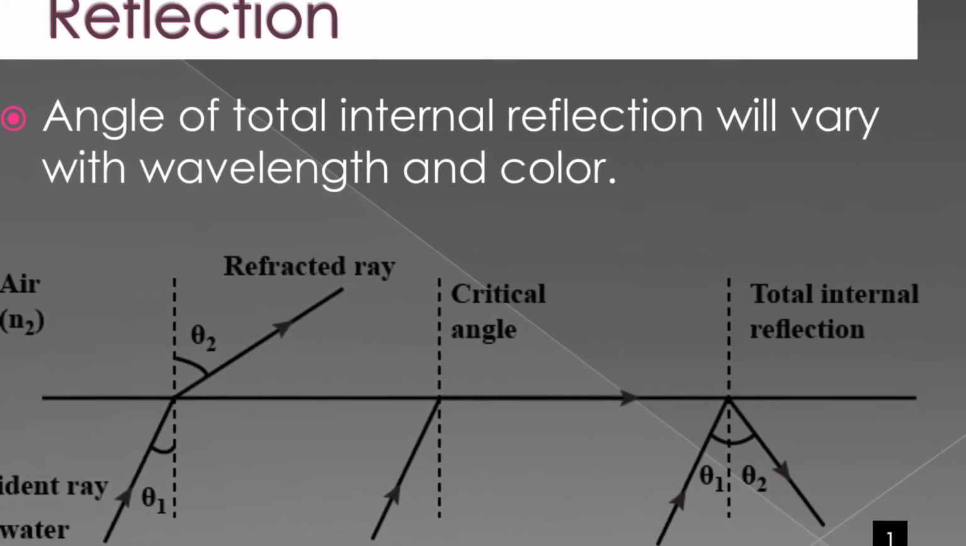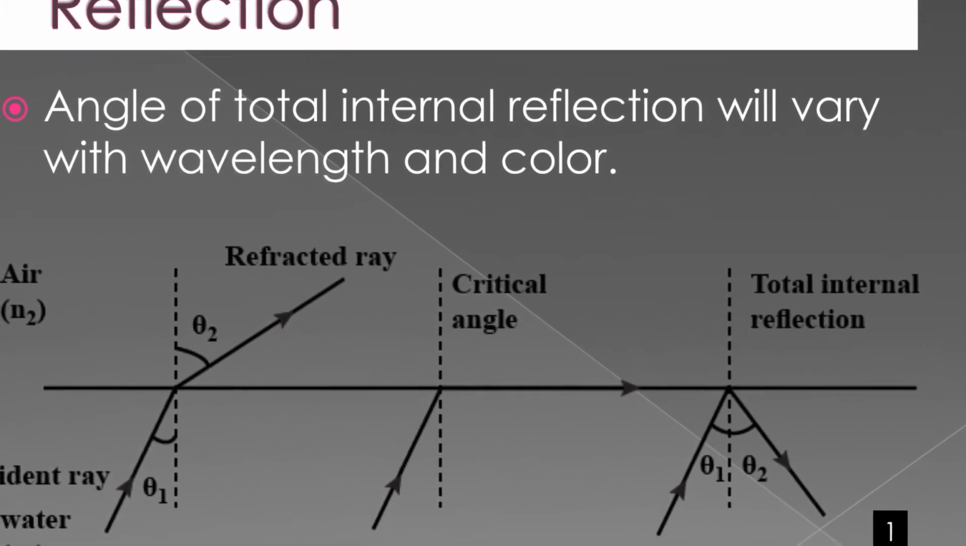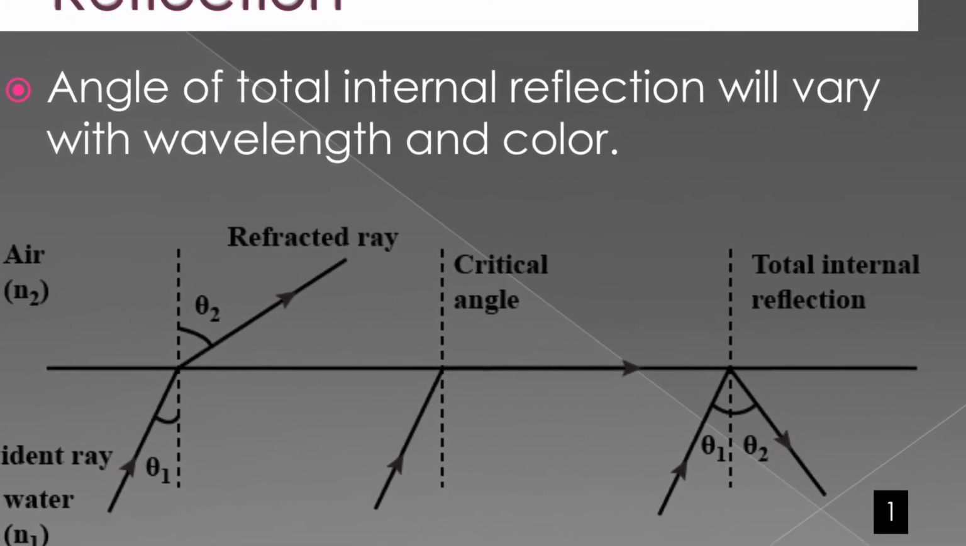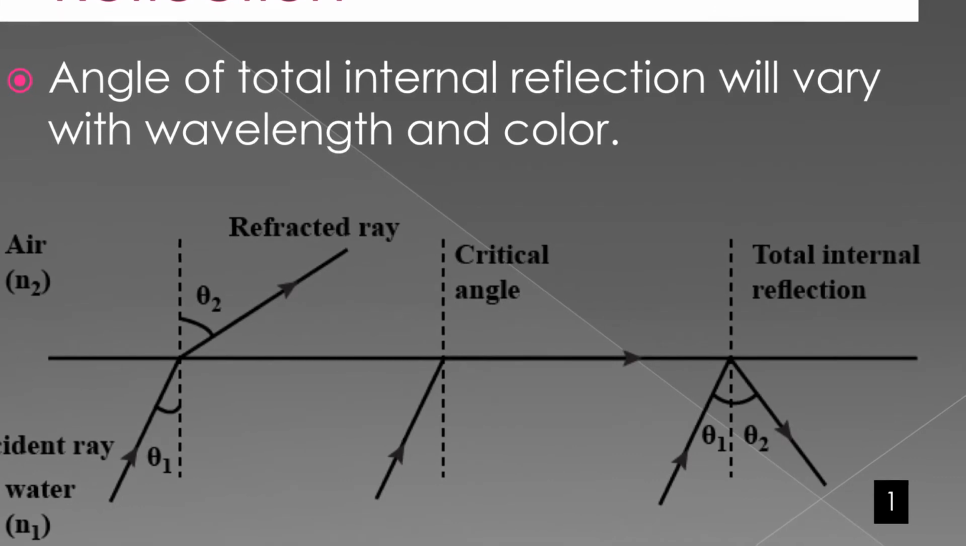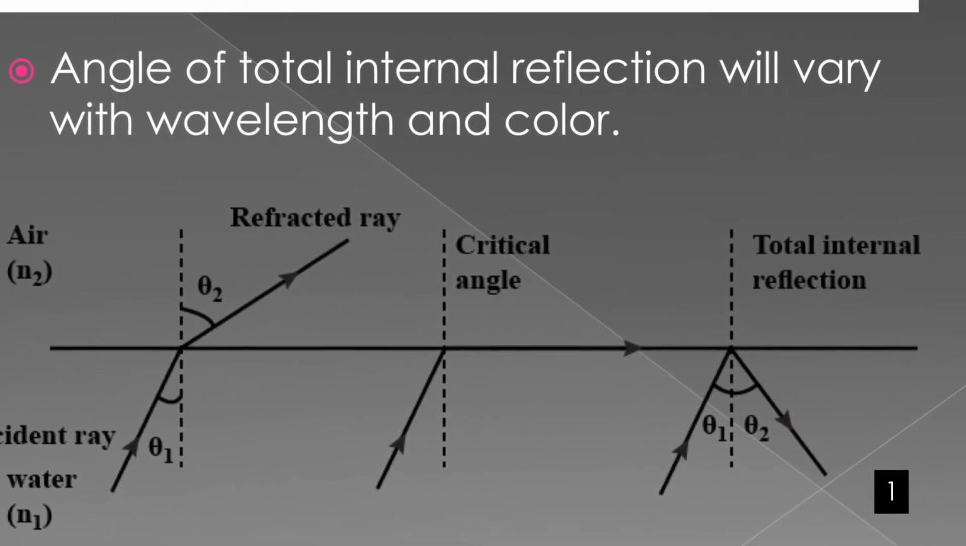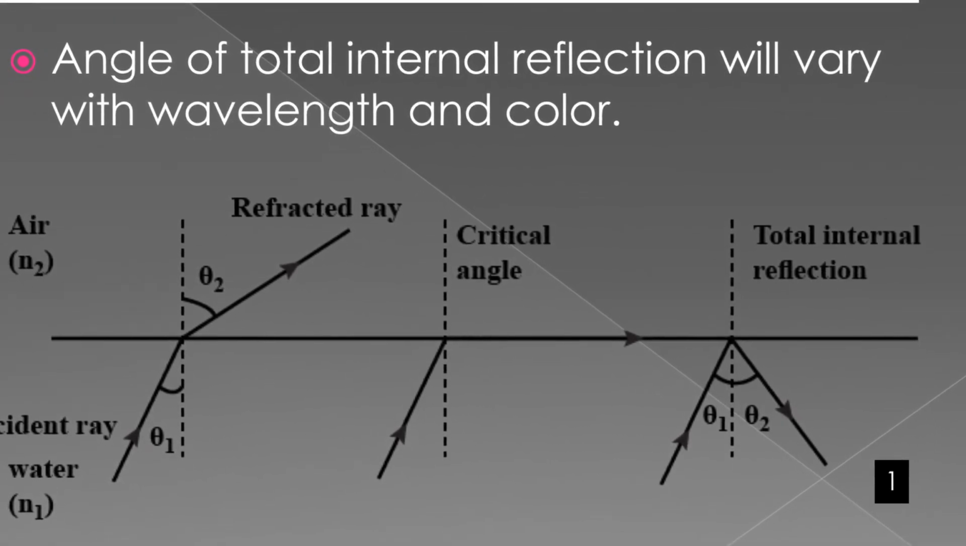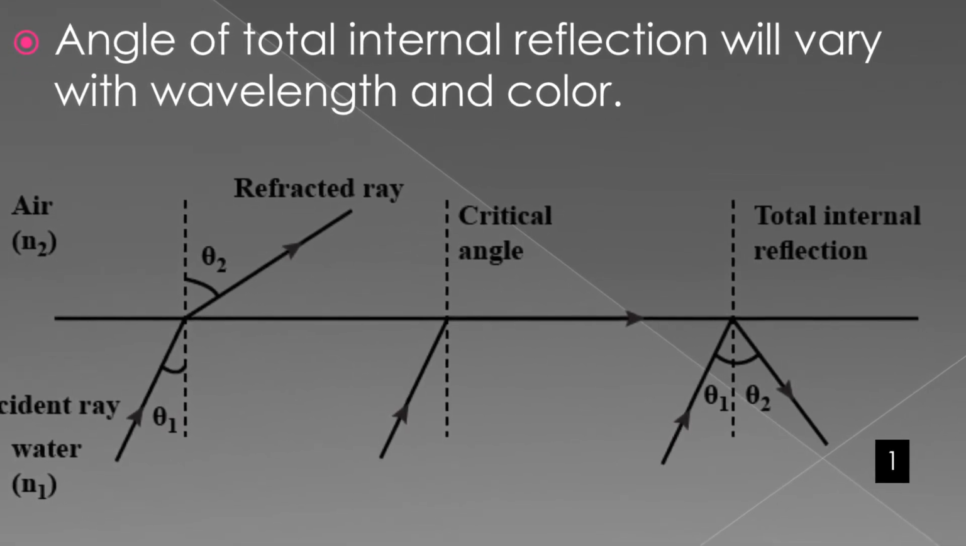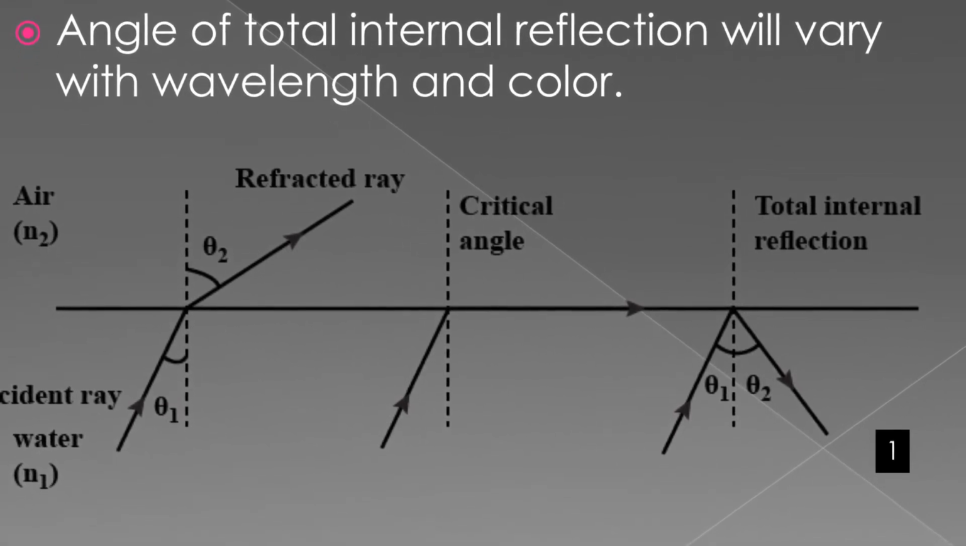Indexes of refraction depend on wavelength. So, the angle of total internal reflection will vary with wavelength and color. How much light is refracted will depend on the wavelength. The shorter the wavelength, the more it bends. And since every color has a different wavelength, each color will be refracted by different amounts.